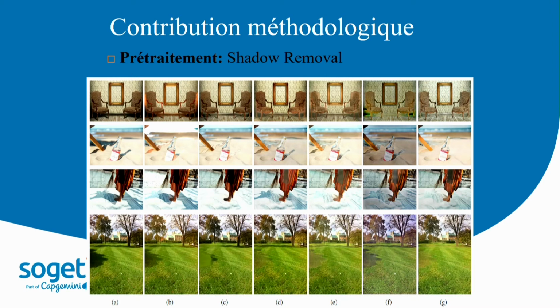In this image, we can see that the first column shows the original images, and the last one shows the images obtained by our algorithm. We can see that it can almost delete all the bad effects of the shadows.